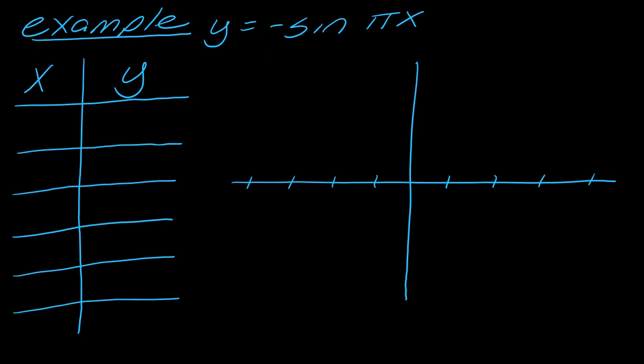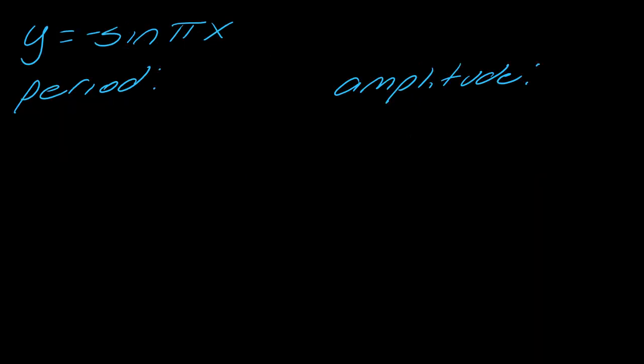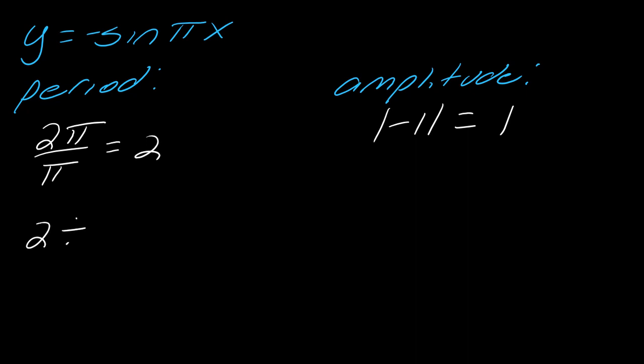Okay, one more example. So negative sine pi x. Again, I'll just start by plugging in 0. If I plug in 0, I get 0. Let's think about period and amplitude. The amplitude is always found by taking the absolute value of the number in front, so this will just be 1. And then my period will be 2 pi divided by pi, so this is going to be equal to 2.